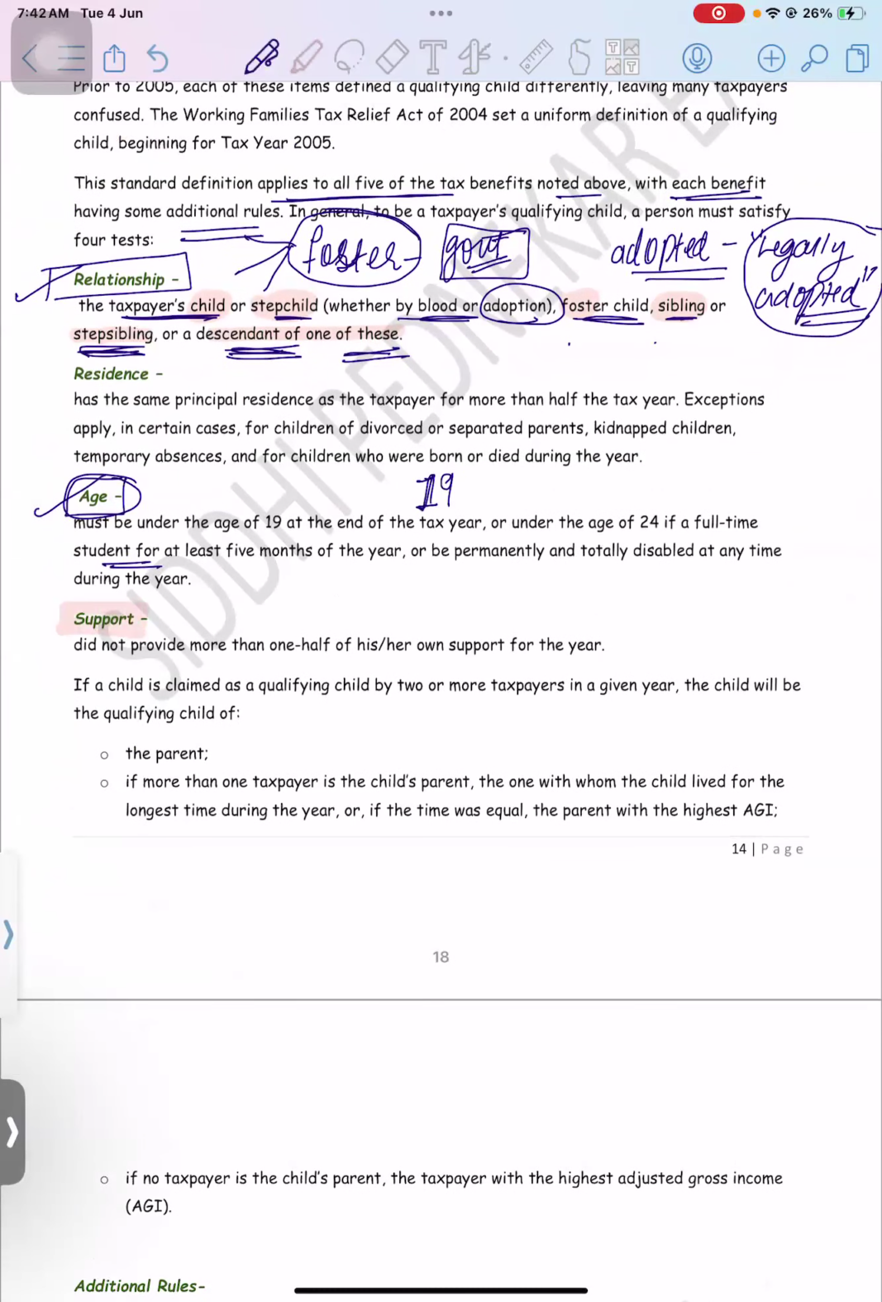Now next is the support test. Support test is also important. Why? Because not only age and relationship, all criteria should be met. It should not be any one criteria, all criteria should be met. That's why in the support test you are expending at least half of the living expense along with the child. Let's say you are living in the home, you are spending for yourself plus taking care of the child, so the child should not spend a single amount for himself. There is a criteria that at least 50% you should be spending.